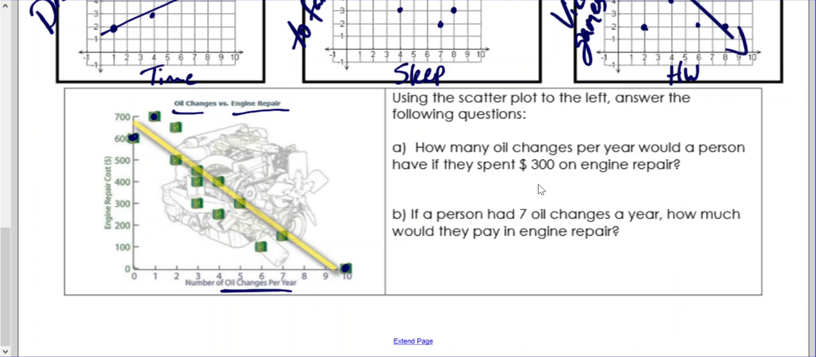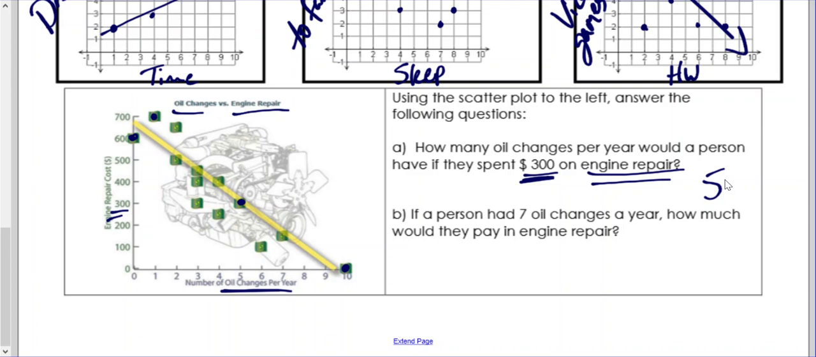So, how many oil changes per year would a person have if they spent $300 on engine repairs? So we're thinking about using this line of best fit, not the data. We're using the line to try to make this prediction. What would you expect if they spent $300 on engine repairs? I would expect that it's going to follow that line, and this one piece of data lines up perfectly with it. They would have 5 oil changes.